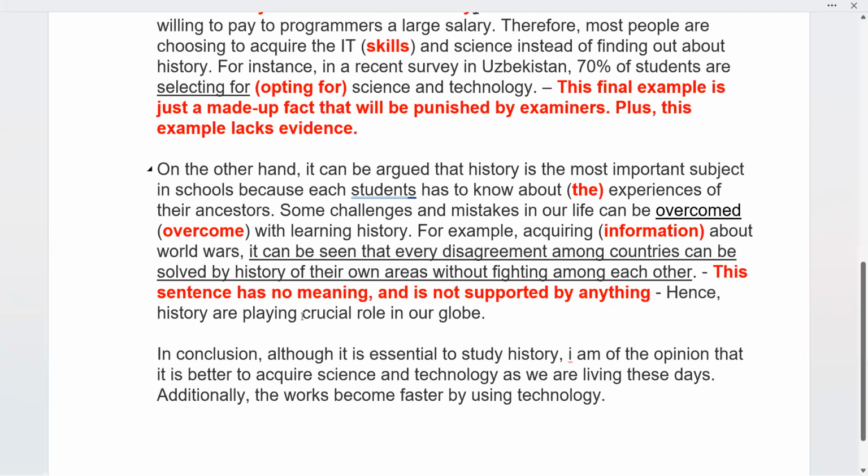Hence, history are playing. Okay, this is just not really careful. Hence, I'm not really sure if you could use it instead of just therefore. There are mistakes if you actually don't know and you're just using the words therefore, hence, and thus interchangeably. You just have to learn or even ask AI bots to actually find you the difference. History are playing, oh my God, history is playing a crucial role in our globe, right?